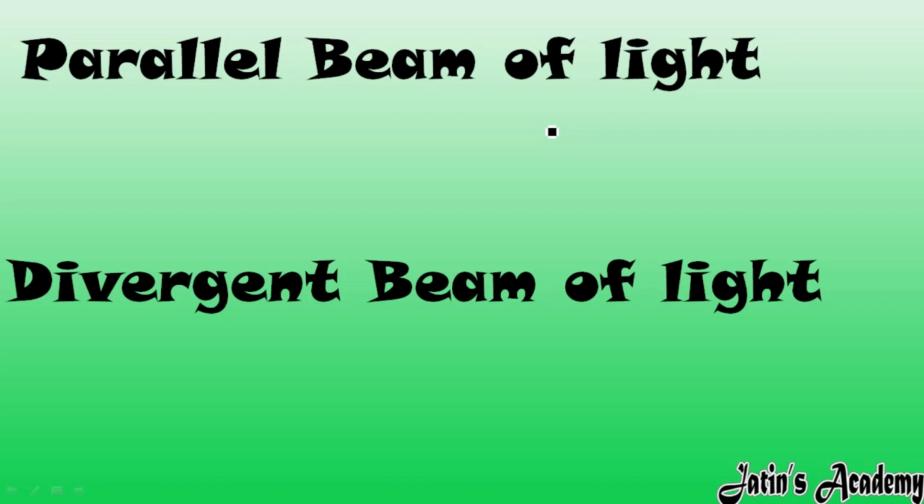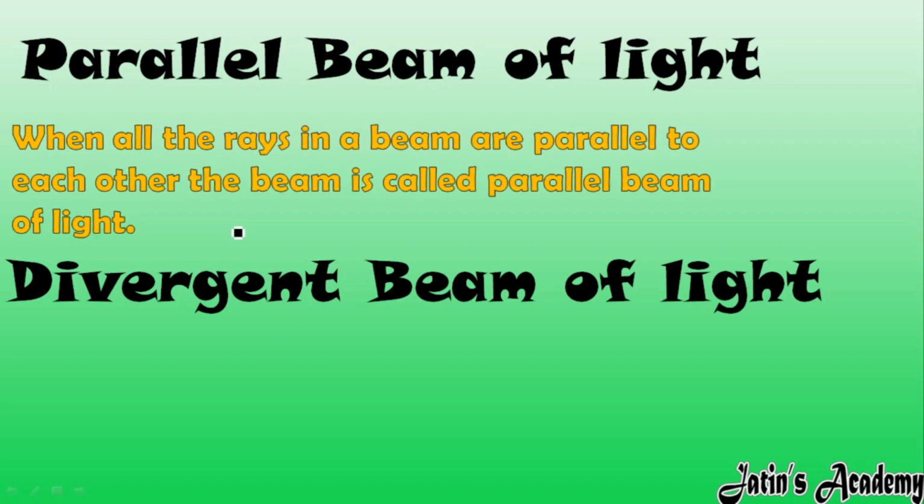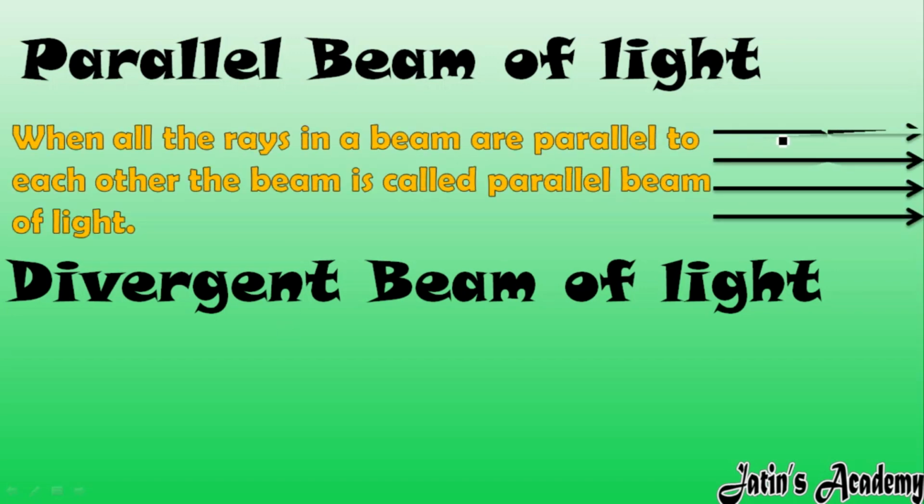Okay, so the very first beam of light we have is the parallel beam of light. What do you mean by parallel beam of light? See carefully. Whenever all the rays in a beam are parallel to each other, so whenever in a beam of light the rays are parallel to each other, that beam is known as a parallel beam of light.